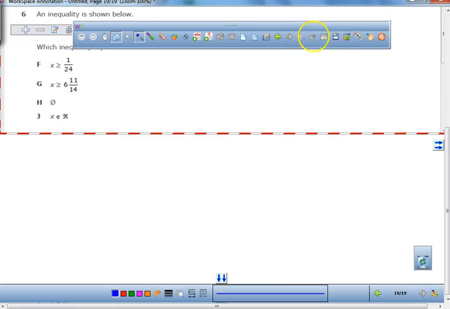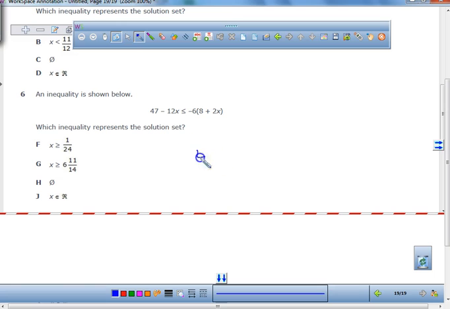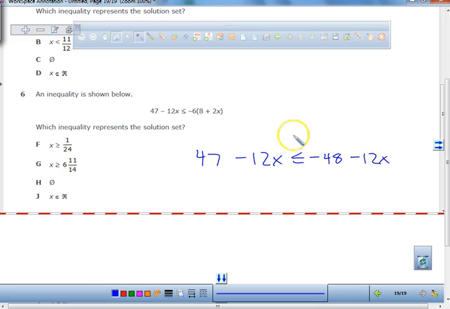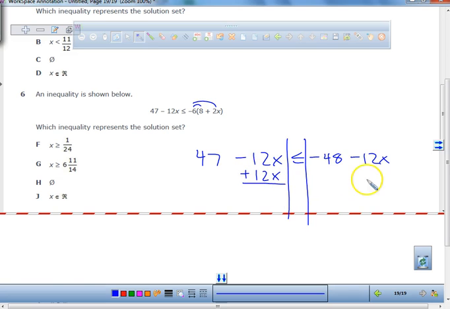It's no real numbers. Alright, last thing we're going to do, we're going to quickly solve this. 47 minus 12x is less than or equal to negative 48 minus 12x. That's if you distribute that to both numbers. Okay? So right now I'm going to add 12x to this side. I'm going to add 12x to this side. This zeroes out. We have 47 is less than or equal to negative 48. Is 47 less than or equal to negative 48? No, that is a false statement. That's totally false.